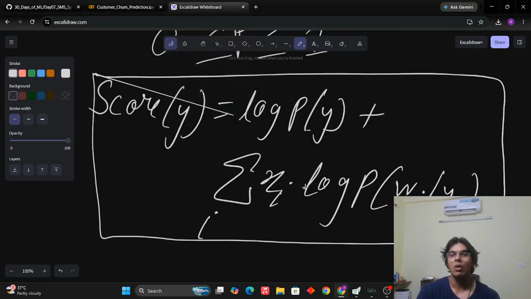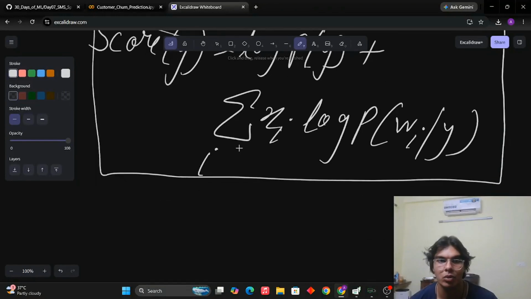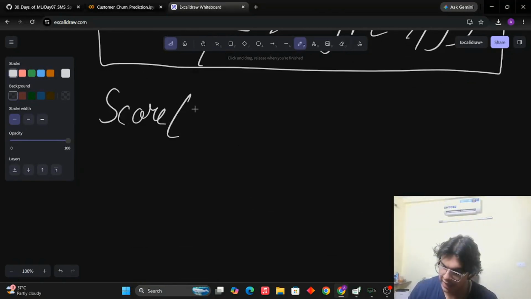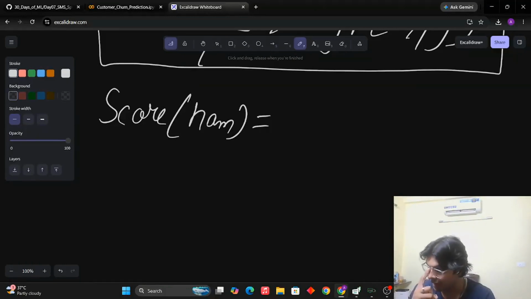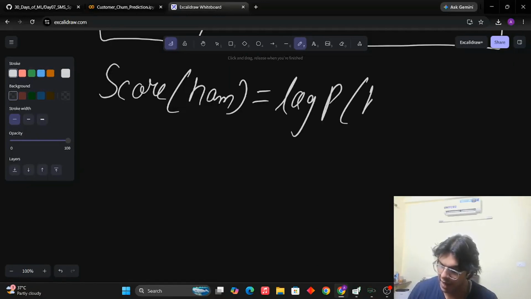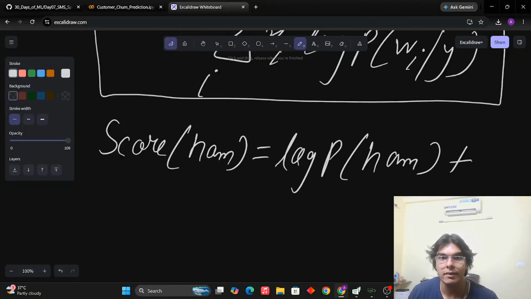So if we want to check whether this message belongs to spam or ham, we calculate this value for both of them. So if we calculate the score and we write ham here, we calculate the above formula for ham. So, we basically run this formula. So log probability of ham, add.